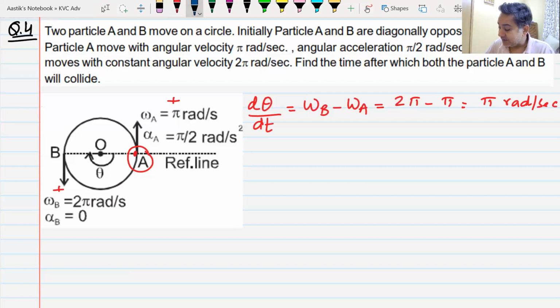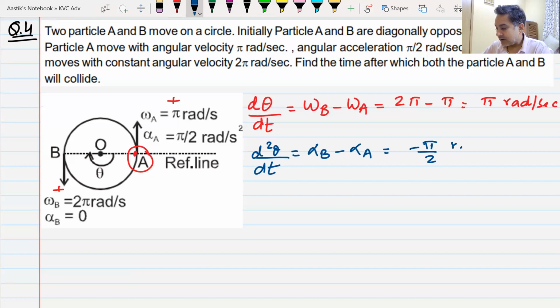Then we can find the relative angular acceleration. This angle, when it changes, what is the rate of change? You can find it as alpha B minus alpha A. Do we understand this? Yes, sir. Because alpha B is 0, it will become minus pi by 2 rad per second squared. Yes, sir.